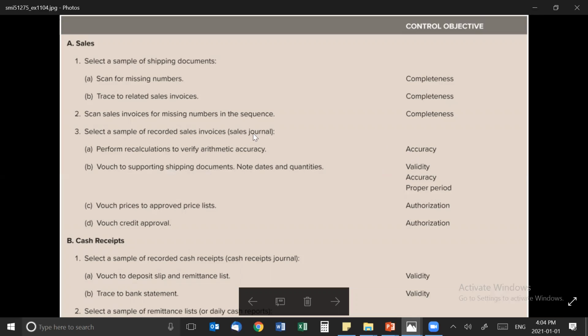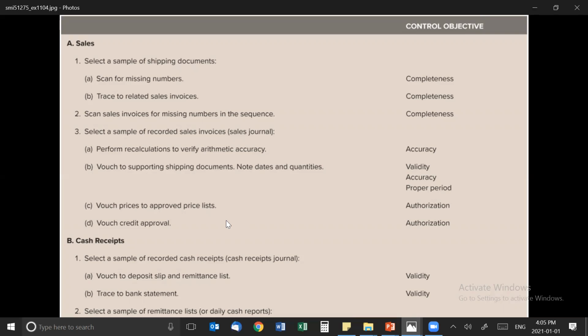Accuracy is something we're looking at when we're recalculating something to make sure that it's recorded properly. We can vouch the prices to the approved price lists, right? So whatever prices are on the invoices, we can compare them to the approved price list. We can look at the credit approval, if there was a credit approval obtained on that particular client. We can take our recorded cash receipts and vouch them to the deposit slip and the remittance list. We can trace them back to the bank statement to see that it showed up on the bank statement. So lots of stuff that we can do.